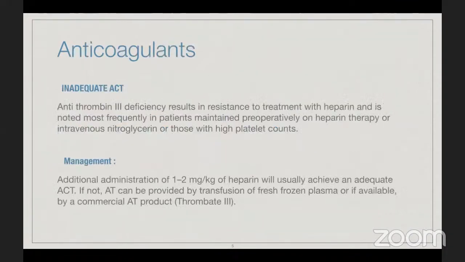So in this case, with inadequate ACT after anticoagulation, it mostly indicates antithrombin III deficiency that results in resistance to the treatment with heparin. This frequently happens with patients who were maintained preoperatively on heparin therapy or IV nitroglycerin, or those with a high platelet count of more than 300,000. In this case, we will simply ask the anesthetist to administer more heparin. Usually it will achieve an adequate ACT. If not, antithrombin can be provided by transfusion of FFP or, if available, by a commercial antithrombin III product like Thrombate III. Okay.